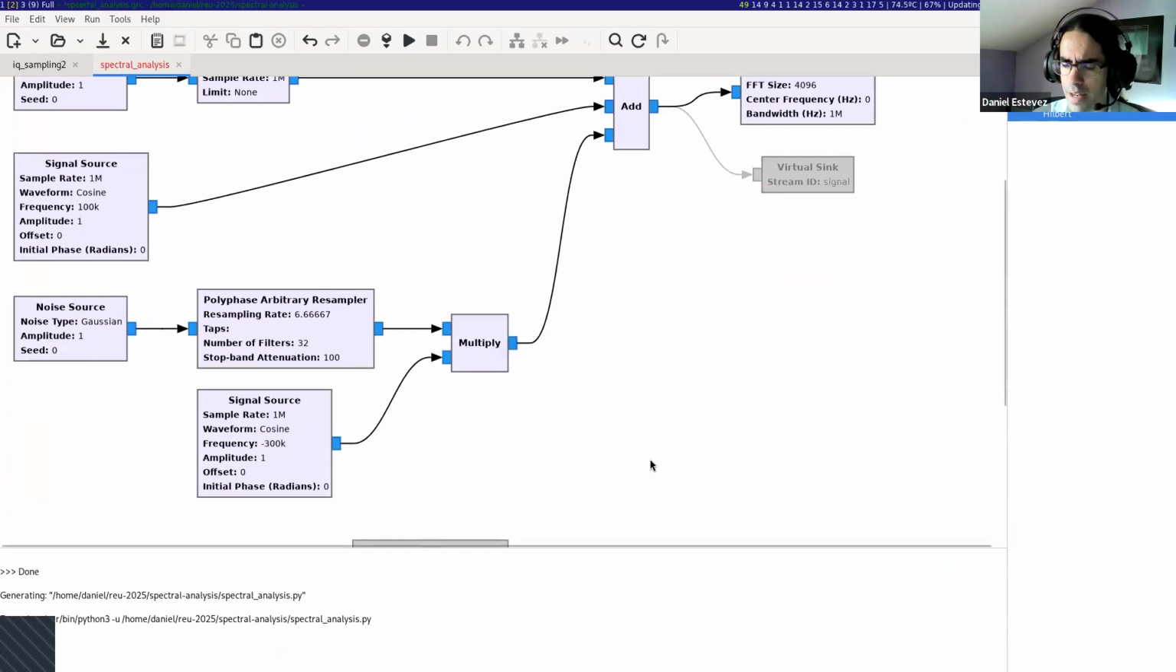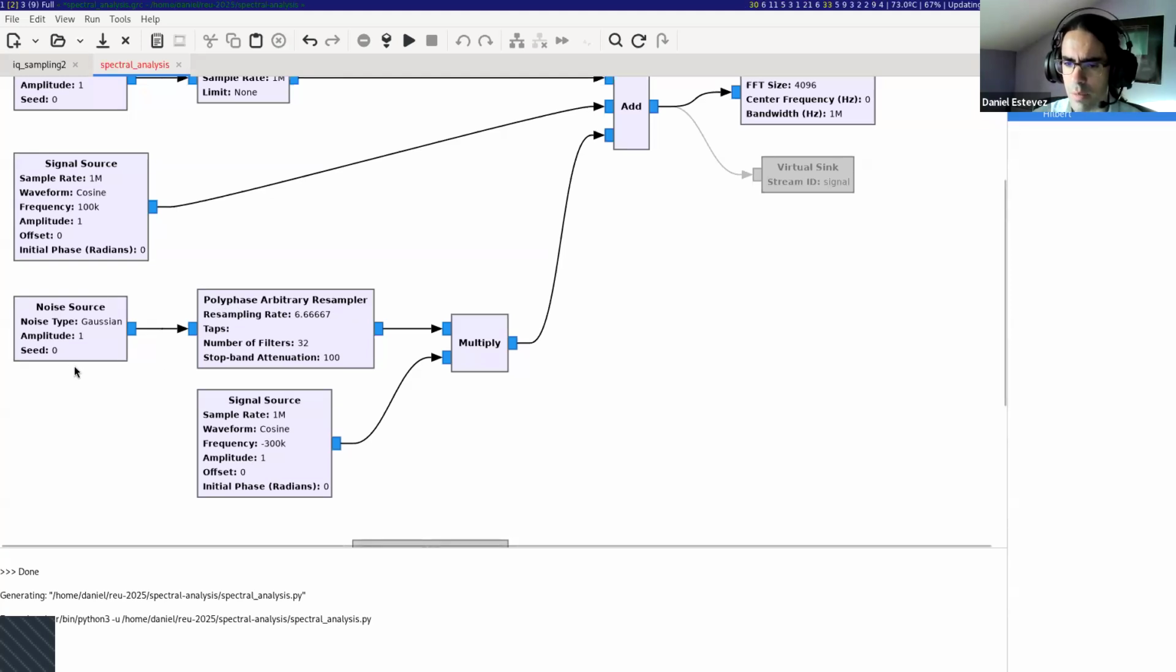And then the next thing I need to do is to limit the noise to a certain bandwidth. And the easiest way of doing this in GNU Radio is slightly confusing if you haven't seen it before, because it is with this polyphase arbitrary resampler. And let me explain what this is doing.